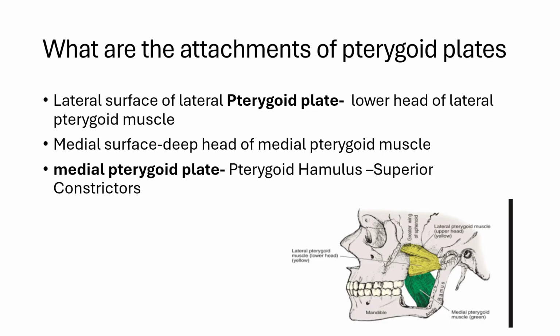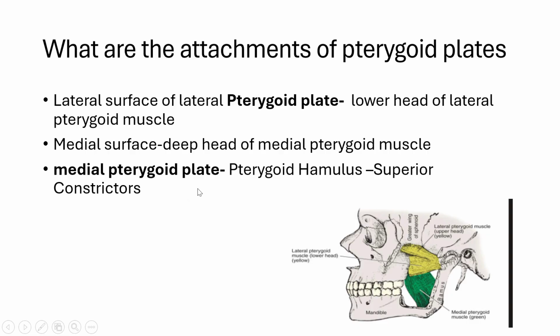And one more thing which I should have talked about was the attachment on the pterygoid plate. So there were two pterygoid plates, the medial pterygoid plate and the lateral pterygoid plate. The lateral pterygoid plate is the important one, which gives attachment to the lower head of the lateral pterygoid muscle. So this is the lateral pterygoid muscle, here on the lateral surface of the lateral pterygoid plate. So the lower head of the lateral pterygoid muscle is attaching here, and you will see the deep head of the medial pterygoid is also attaching to the medial surface of the lateral pterygoid plate. So basically the lateral pterygoid plate is the muscular plate.